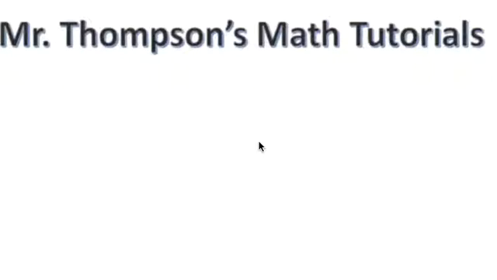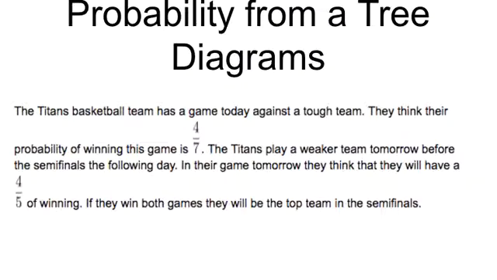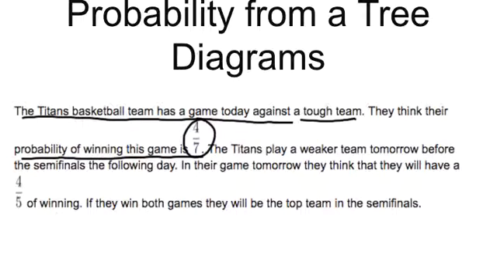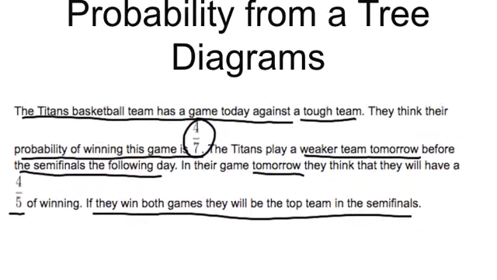Today we're going to be looking at probability from a tree diagram. So I've got this situation here where the Titan basketball team has a game today against a tough team, and they think their probability of winning this game is 4 out of 7. They play a weaker team tomorrow, and that's just before the semifinals. And the game tomorrow, they think they have a probability of 4 out of 5 of winning. So if they win both games, they're the top team in the semifinals. So that's some good news.